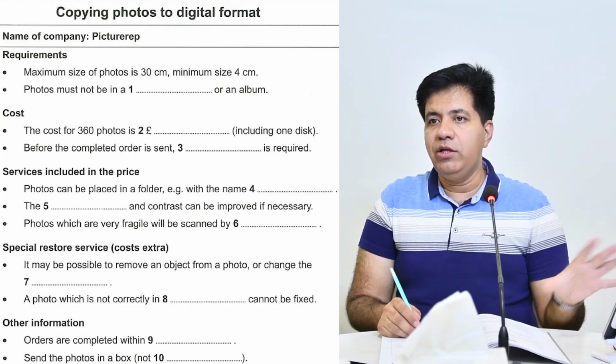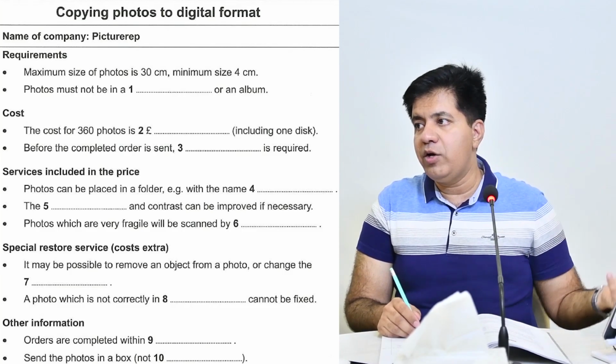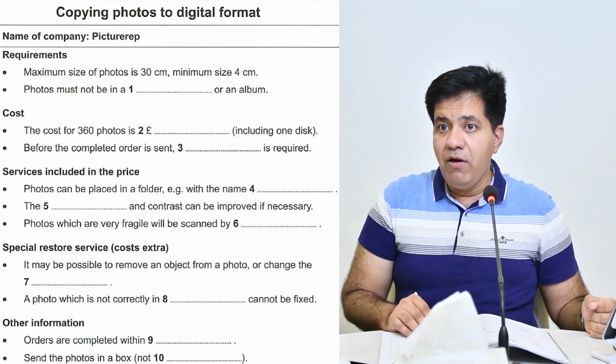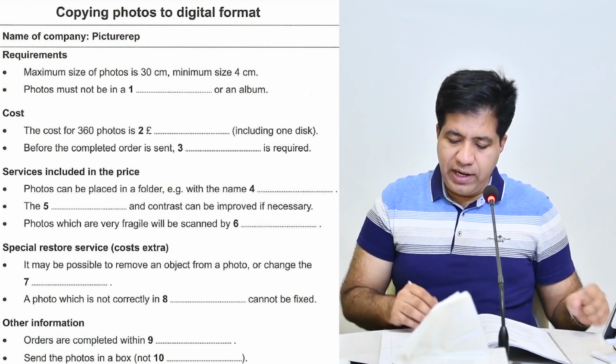So can you do something to improve it? He said, no, we can't do anything. So the answer is a photo which is not correctly in focus. Focus will be the answer, right?